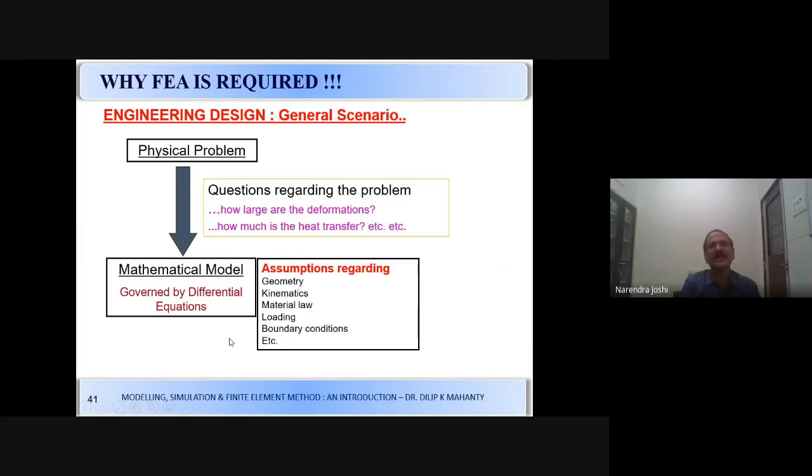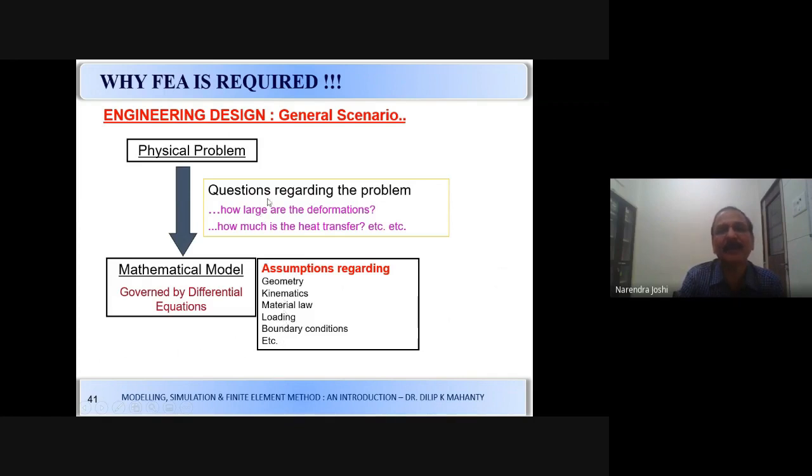So, normal engineering design. I think engineers will see this as my physical problem. In modeling, you also see this physical problem, and I bring it down to a mathematical model. And we give some assumptions, like in mechanical or structural engineering: some geometry, kinematics, material, etc.